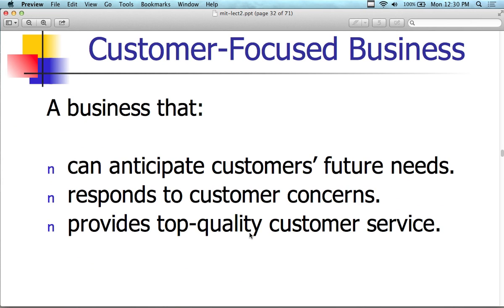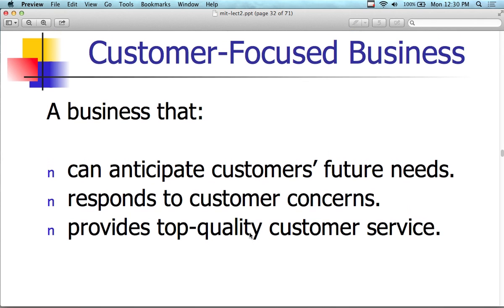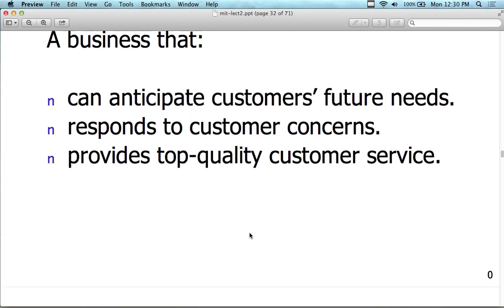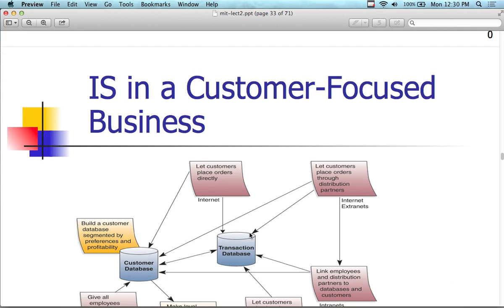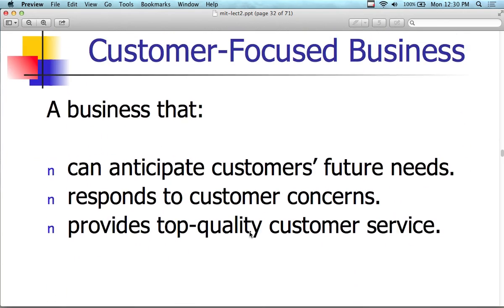Customer-focused businesses, and these are in the other strategy categories now, can anticipate customers' future needs, respond to customers' concerns, and provide top-quality customer service. Well, that's a lot of smoke and mirrors. But if you can think like the customer and cater to the customer, then you can be considered a customer-focused business. For the most part, you should be customer-focused. Going back to necessity and advantage, how are you going to compete in the world if you're not customer-focused?